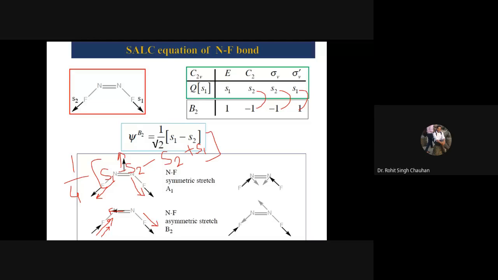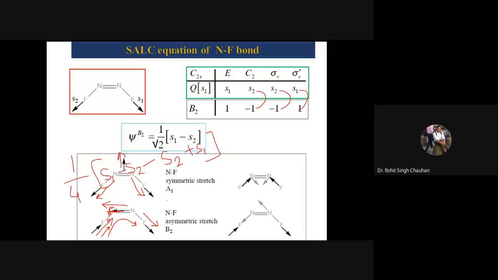If you see the vector sum, in what direction is it moving? It is moving in this direction, right? So the NN bond will always move opposed to the movement. So in that case, it will move in this direction. So you are able to plot A1 as well as B2. For the rest of the molecule, now you are supposed to find out.